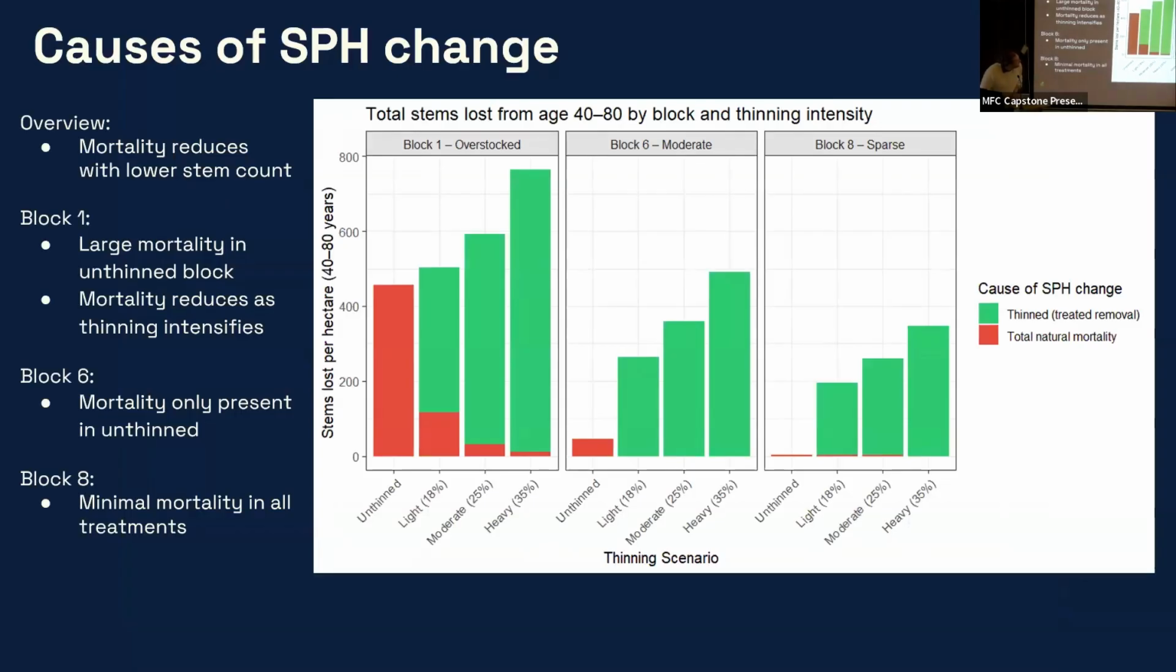Going back, our block 8, very little, no mortality. Again, it's sparse. It can operate at this level. It doesn't need to be thinned.